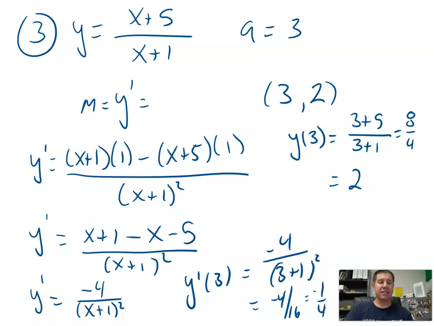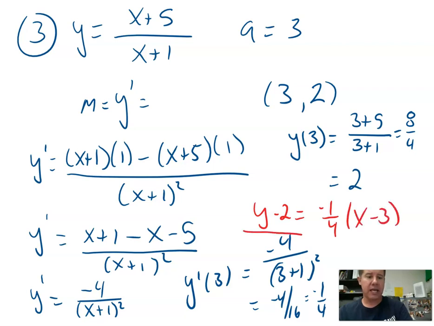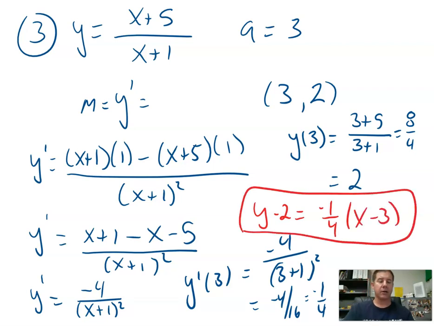And so now I have my slope and my point, so I'm ready to go ahead and write the equation of the tangent line. It would be y minus 2 is negative 1/4 times x minus 3. And again, generally speaking, I'm going to stop right there. Don't do more than you have to. Just leave it like that.